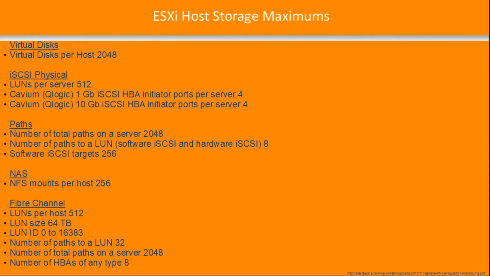LUN ID has increased from 0 to 16383. Number of paths to a LUN is 32, and number of total paths on a server is 2048. We can mix the different types of HBAs, and a total of 8 are supported on a host.